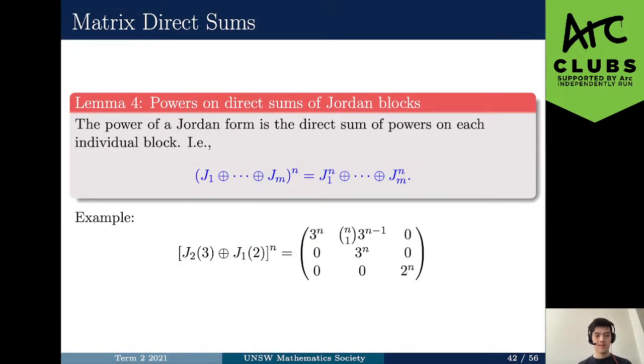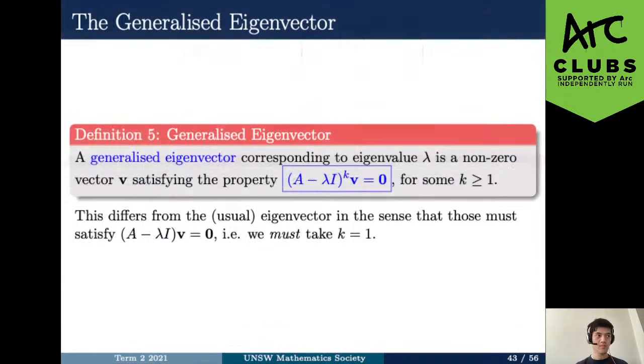Okay, and it turns out that if I have a direct sum of Jordan blocks and take it to the power of n, then I can take the power of n for each of the Jordan blocks individually, and then take the direct sum of all of them. I don't think you really need to use this either. So we won't worry too much about that.